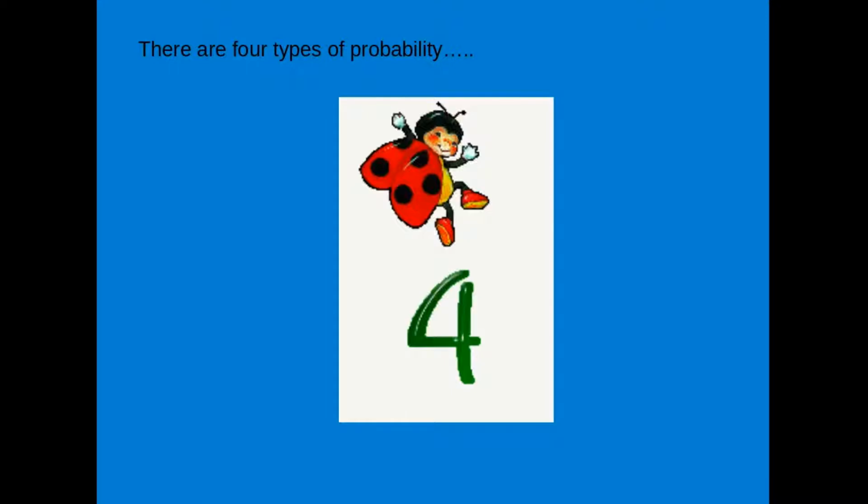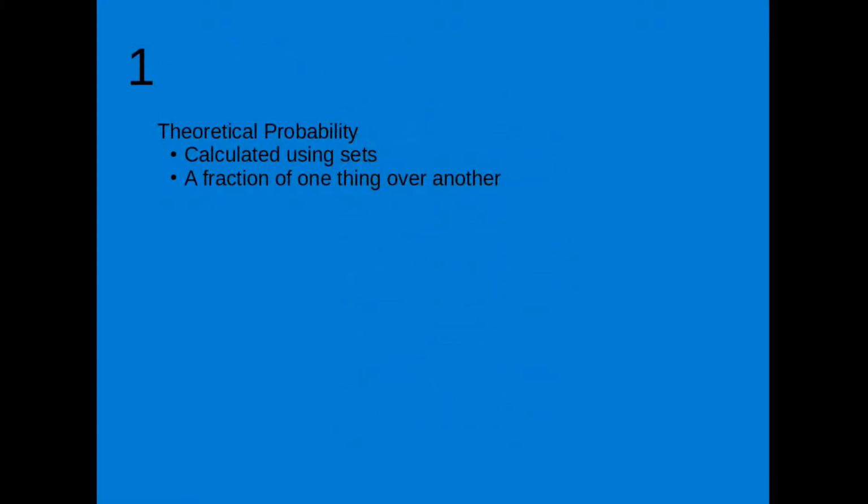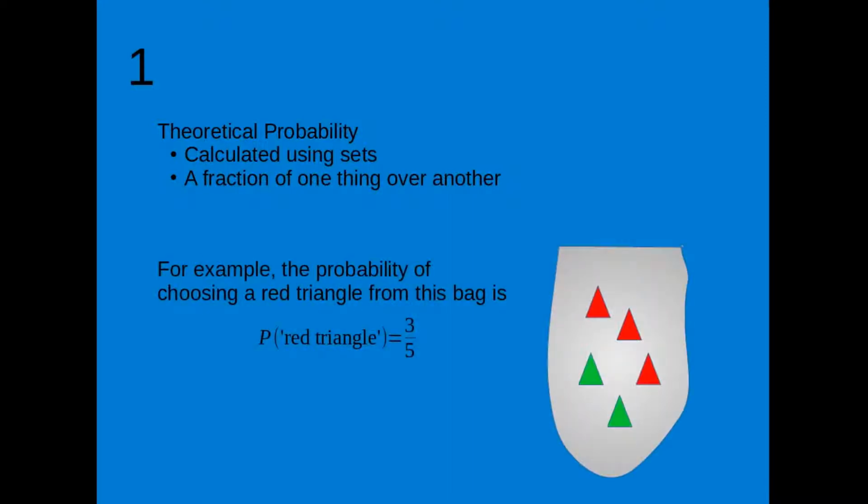Now there's 4 kinds of probability, so let's take a look at each of those briefly. The first is theoretical probability. This is calculated using sets or ratios of items in sets, and it's a fraction of one thing over another often. For example, the probability of choosing a red triangle from this bag is 3/5, because there's 3 red triangles out of a total of 5 triangles.